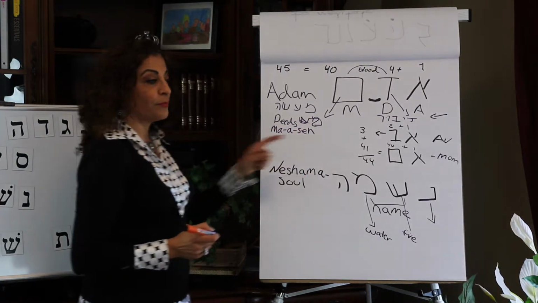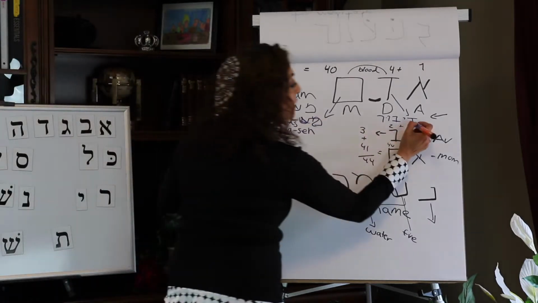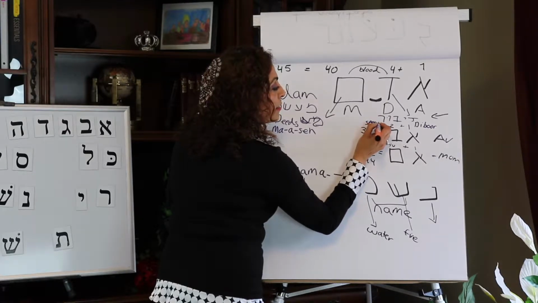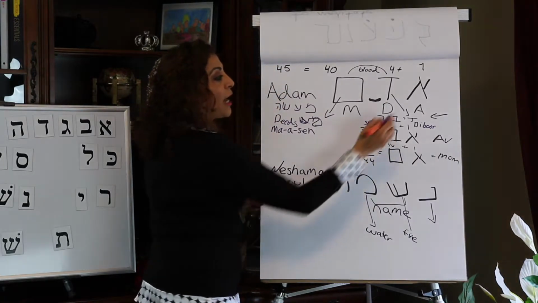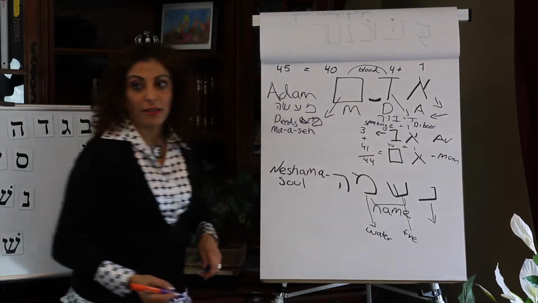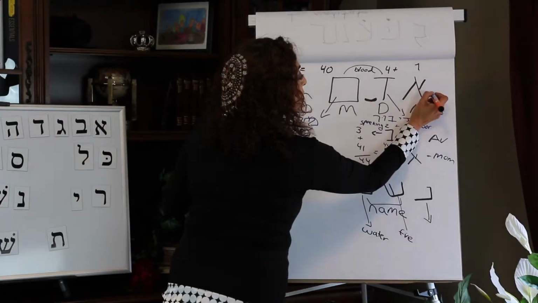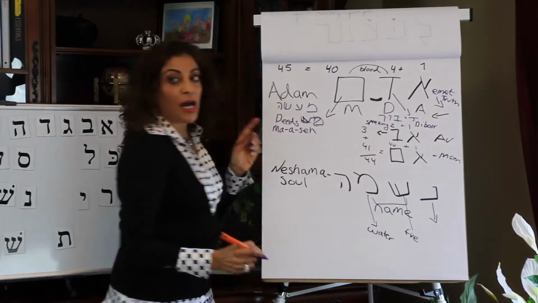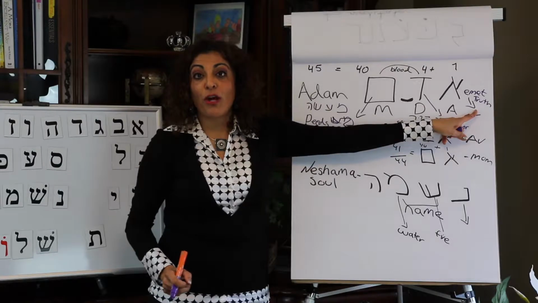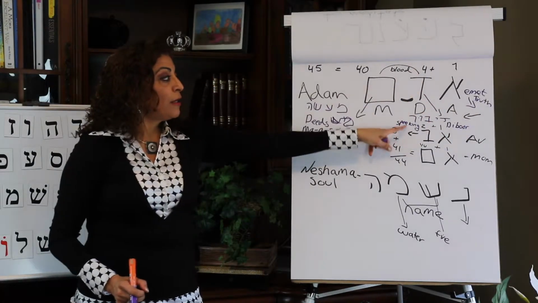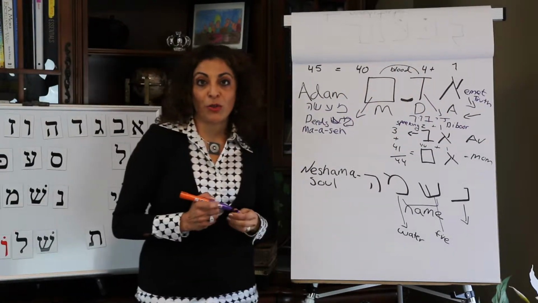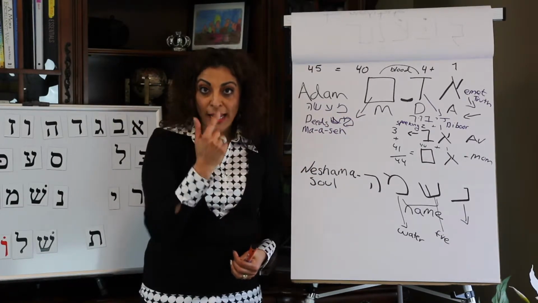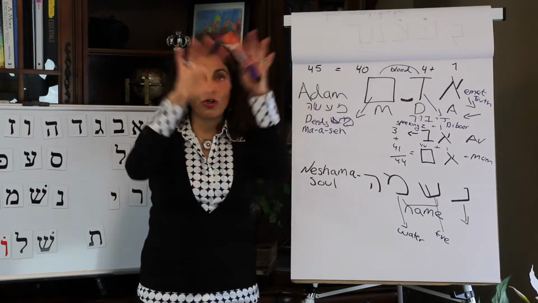Ma'aseh. Daled, dibur, which means speaking. And aleph for emet, truth. Adam, human being, stands for emet, truth, for speaking and for doing. Think about it in your life. How you're bringing who you are, what you say, and what you do into the complete you.